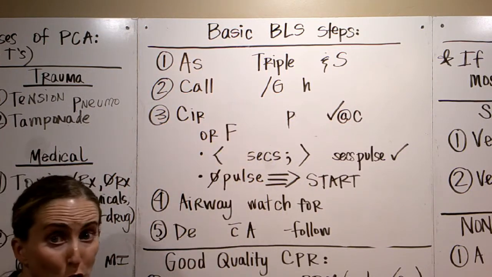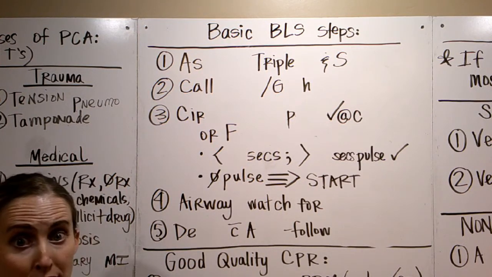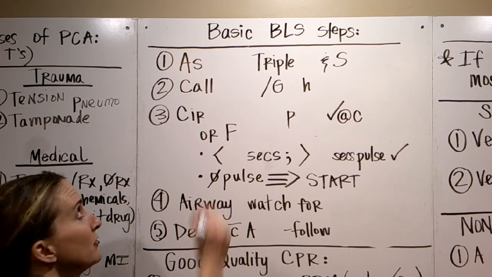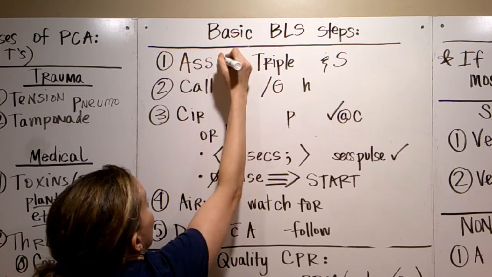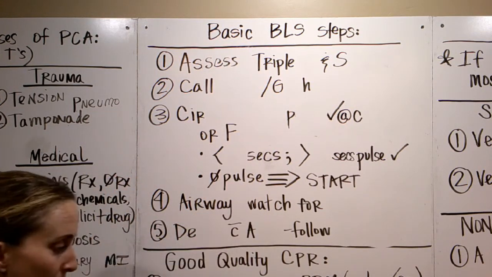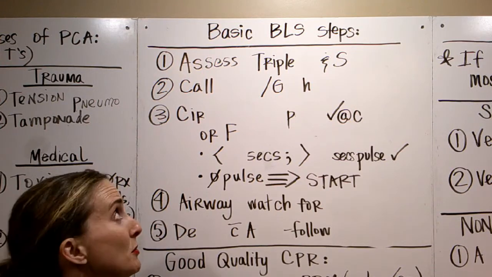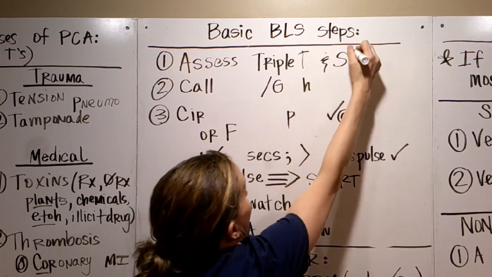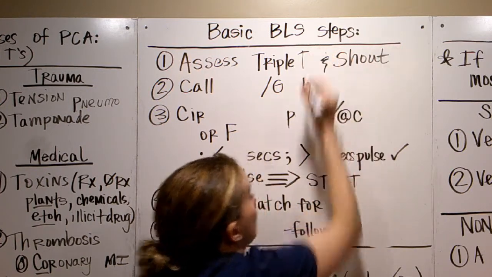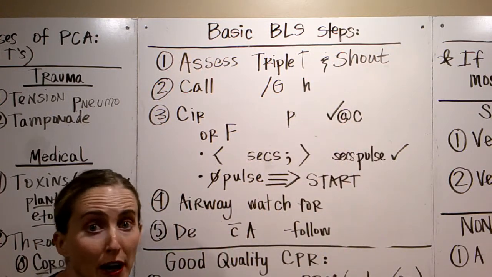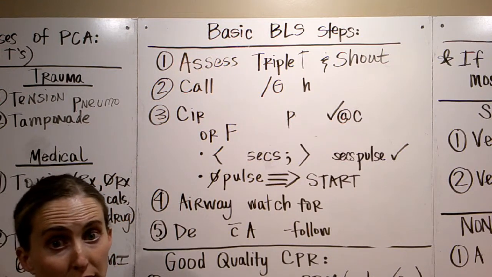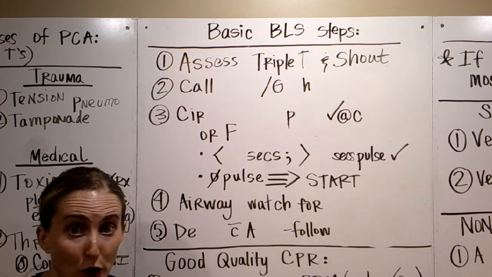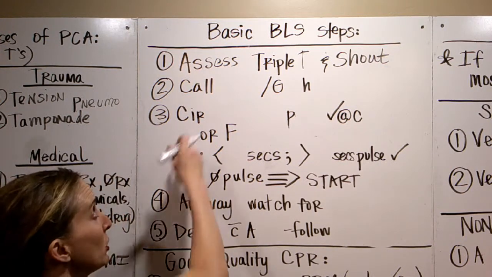So the first thing you do when you have seen someone change and possibly go unresponsive is you assess. So we assess the patient, okay? Remember my triple T, right? So we're gonna do a triple T and shout. Okay, so that's our tap, tap, tap, shout, are you there? Whatever your phrase is. Okay, now once we figure out they're unresponsive, are they unresponsive? Yes, they are. Then we go to the next thing.